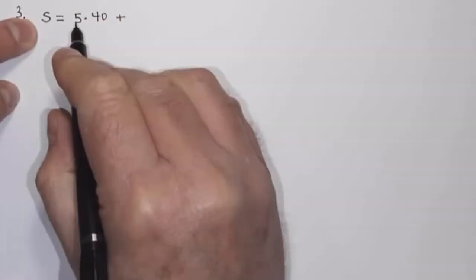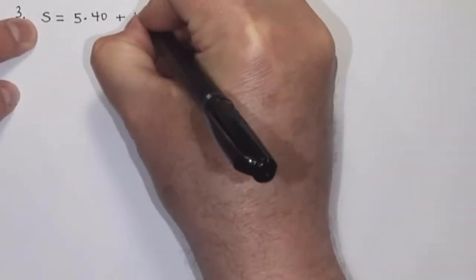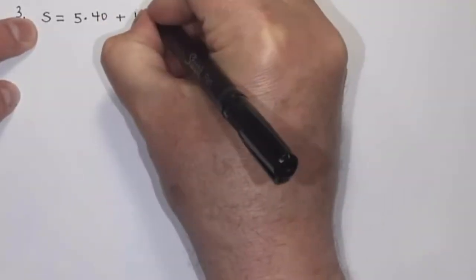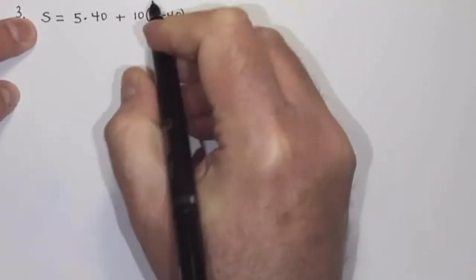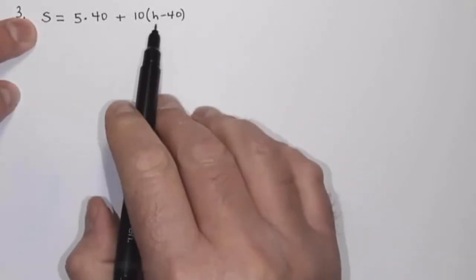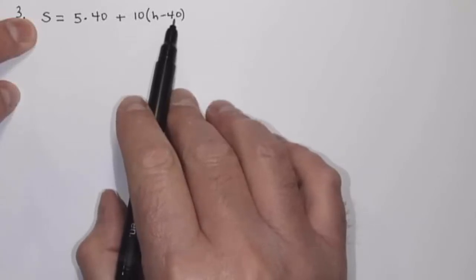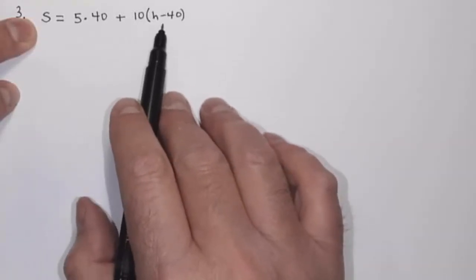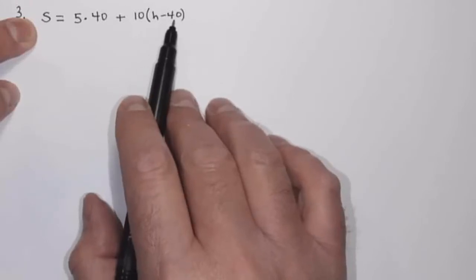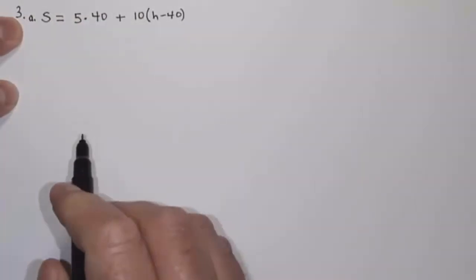And then he's going to get twice $5 an hour. So twice $5 an hour would be $10 an hour. But he only gets that for the amount he works over 40. So if H is the number of hours that he works, then he's going to get $10 per hour for H minus 40 hours. In other words, say he works 42 hours, then he would get $5 an hour for the first 40 hours, and then $10 an hour for the 2 that's over the 40. So this would be our answer to part A. This is our model.